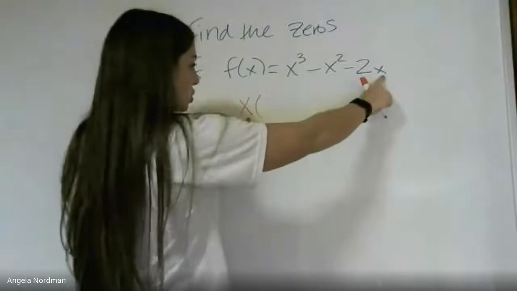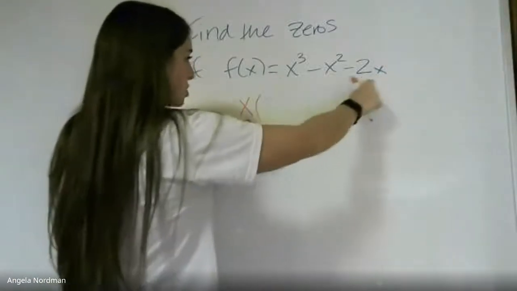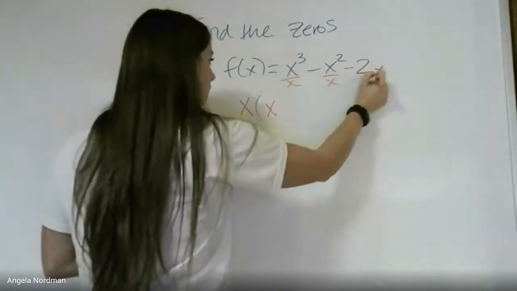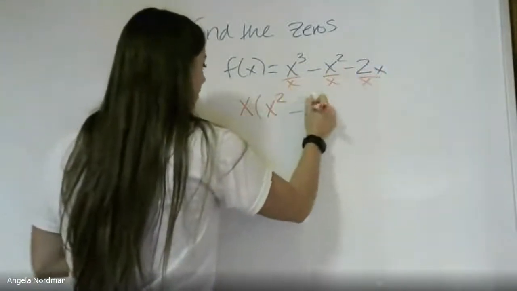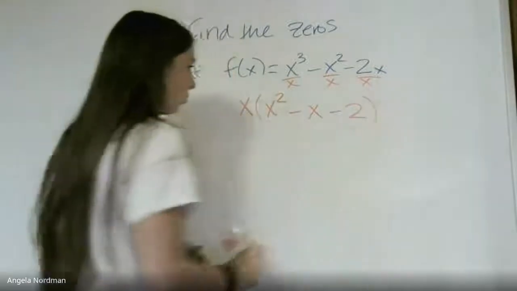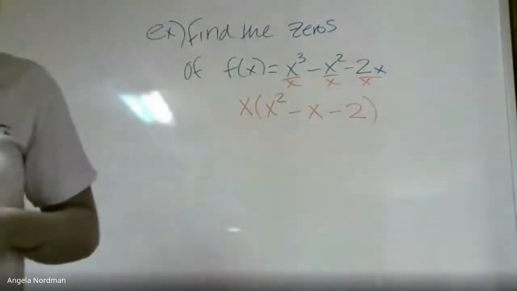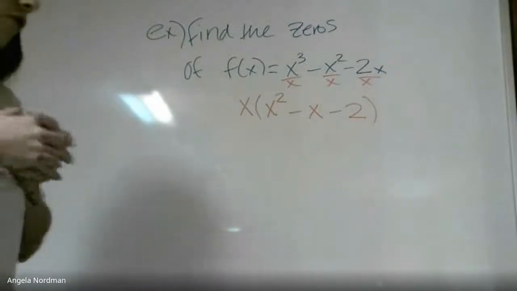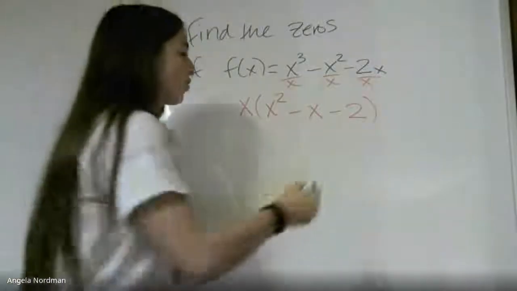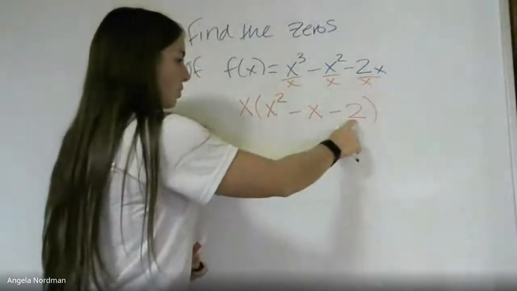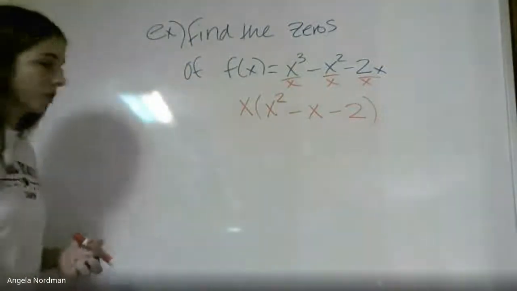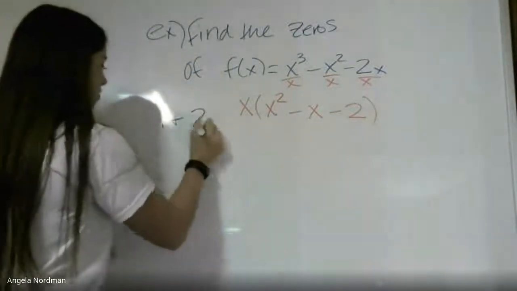I can't pull an x cubed out of just an x, so I go with the smallest amount of x's. What's left is x squared minus x minus 2. Okay, so then I keep thinking, what other factoring can I do to this? I have to decide, are there factors of negative 2 in which those factors would add up to negative 1? So the only factors of 2 are 1 and 2.